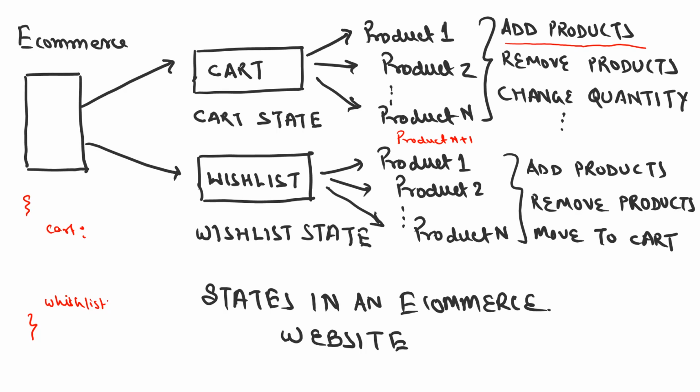And what is cart doing? Cart is actually managing products. So here we will again be having products, which will be an array of products. And since wish list is also managing products, wish list will also be containing products, basically an array of products. So this is basically how our store will look like, which contains two states. One is the cart state, another one is the wish list state, and the cart state is managing products and the wish list state is also managing products.